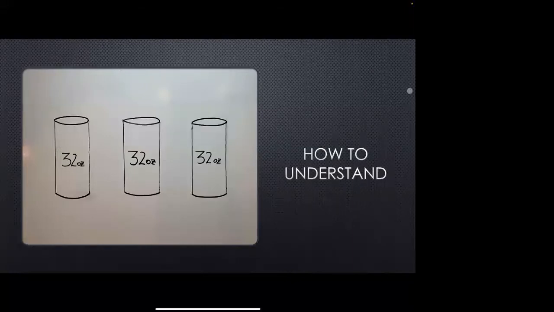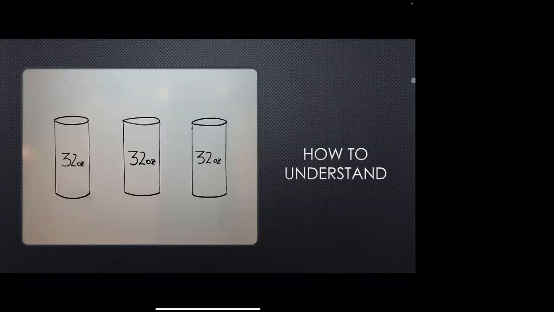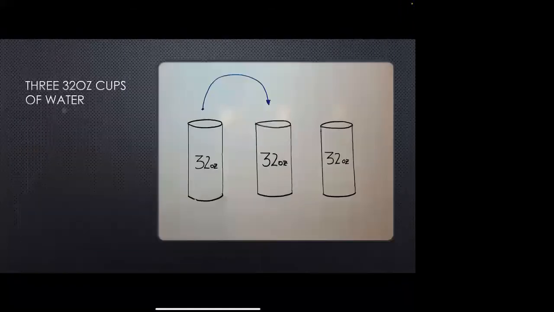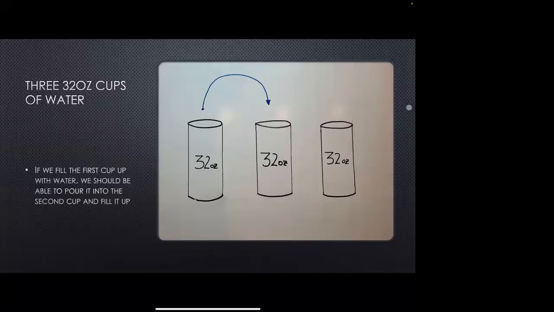So the 3-cup analogy is how I like to understand what's going on within a home, within a duct system, especially when we have complaints or we have high static pressure. So what I like to do is say, hey, imagine we have 3 32-ounce cups of water sitting in front of us. If I take this first cup over to a sink and I bring it back and I fill it with water, we should be able to take that cup that's full of water now and pour it into our second cup and fill that 32-ounce cup up with water.